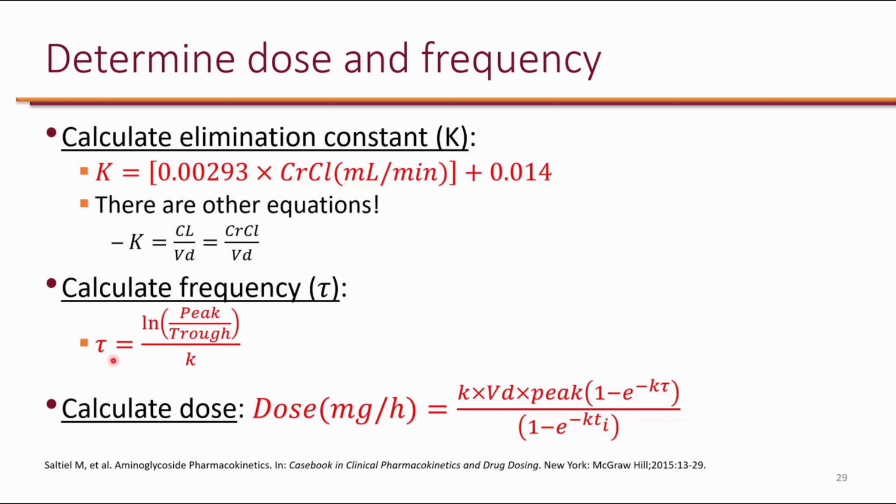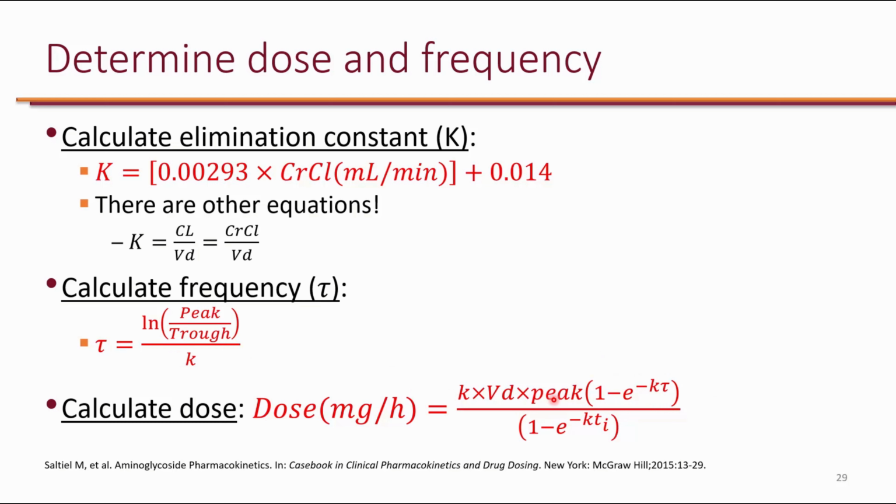So once you figure out the tau, after you round it to something realistic, then you're going to use this equation to come up with a dose. So let's say if you found the tau of 5 and rounded it to 6, so you're going to use 6 in this equation. You use the K that you got from up here.